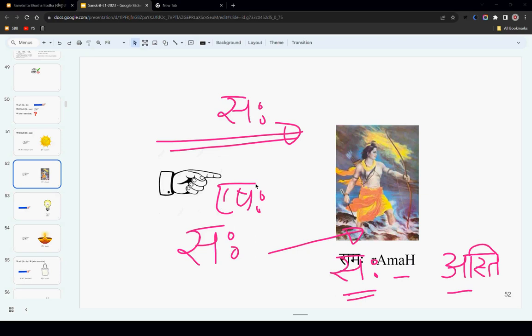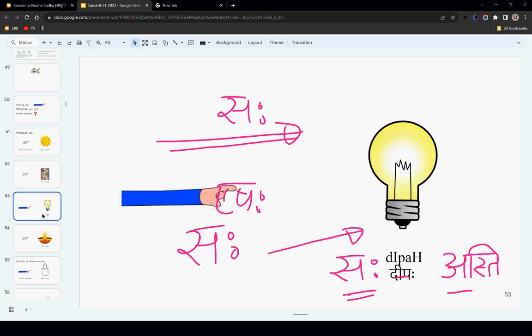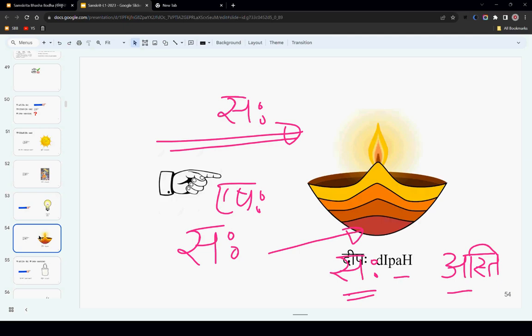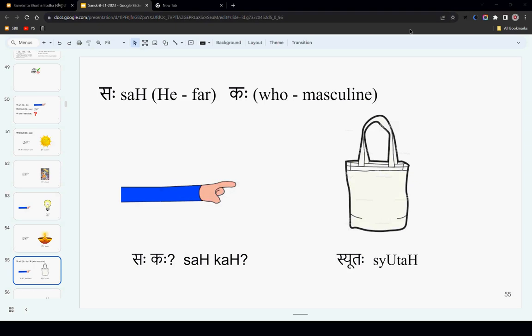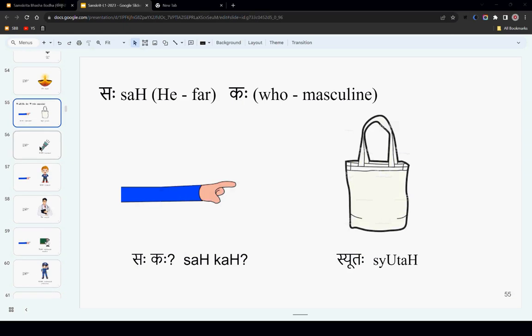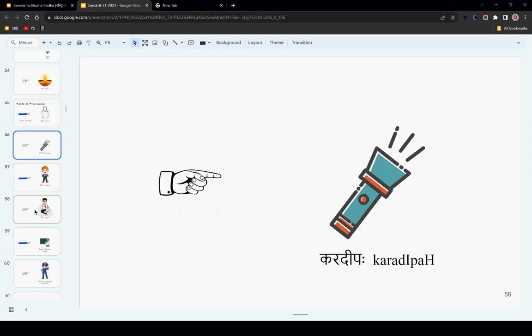Saha Asti. Saha Balakaha Asti, Saha Ramaha Asti, Saha Deepaha Asti. Saha Deepa Asti, this also is Deepa. Then Saha Syutaha Asti. Syuta we saw last time. Syuta means bag, and the Syuta word is in Pullingam. So Saha Syutaha Asti. So there are more examples here.